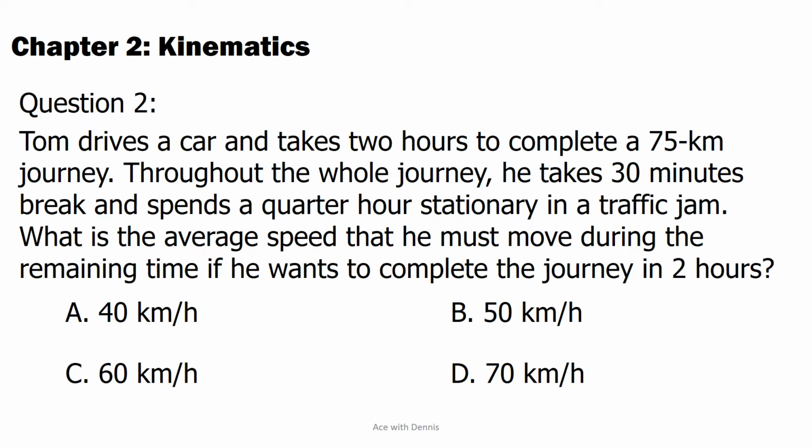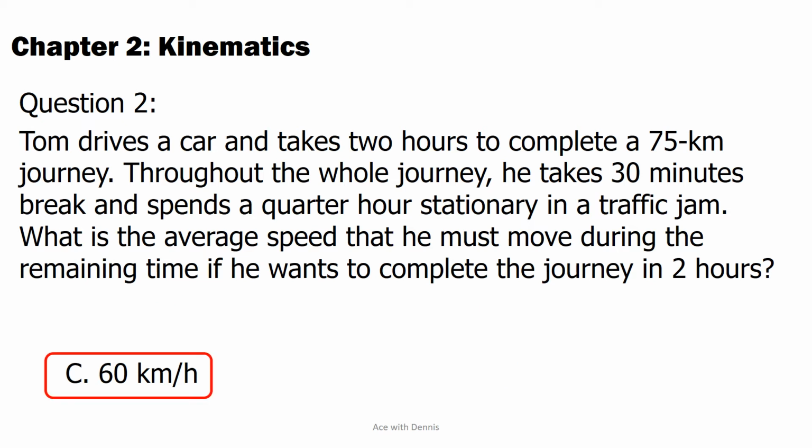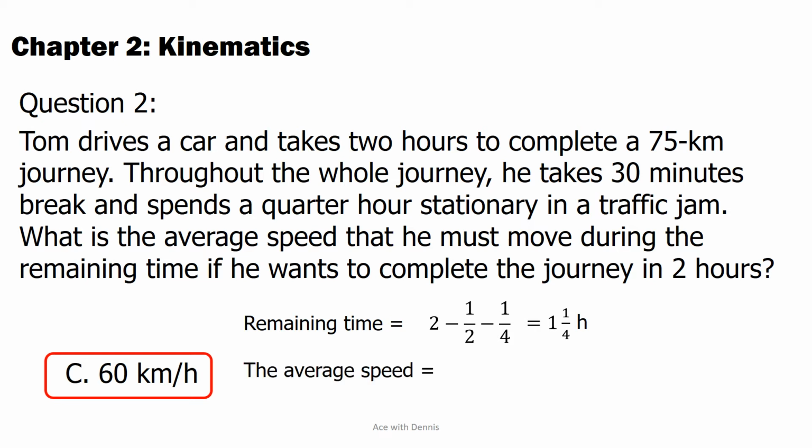The answer is C. 60 kilometers per hour. The remaining time is 2 hours minus half hour minus a quarter hour. The result is 1¼ hours. The average speed is 75 kilometers divided by 1¼ hours. And the result is 60 kilometers per hour.